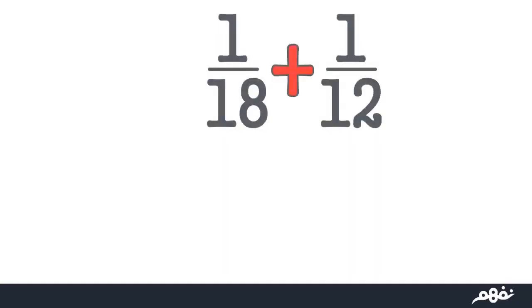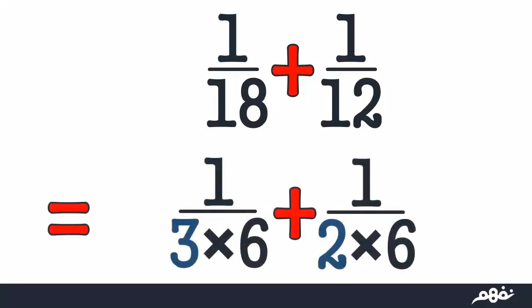What if we have another case? Rather than case 1 of having the same denominator, we have two different denominators, 1 over 18 and 1 over 12. 12 and 18 are not the same number. So how can I add these two rational numbers? First, I look for something common between 18 and 12. I know that 18 equals 3 times 6 and 12 equals 2 times 6. So if we discard this 6, we have 2 and 3.